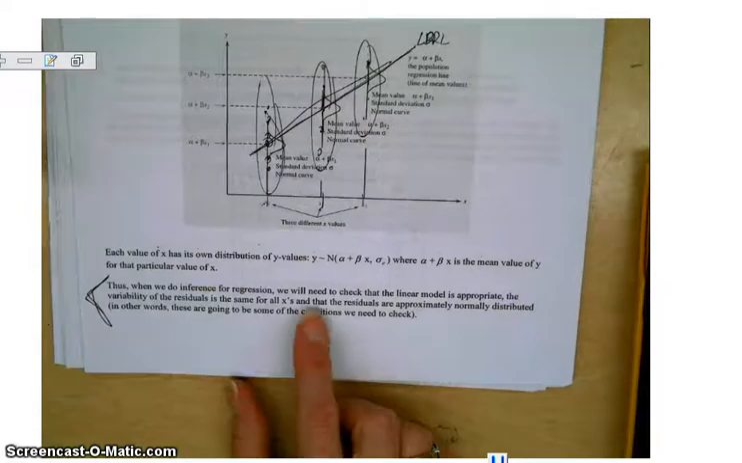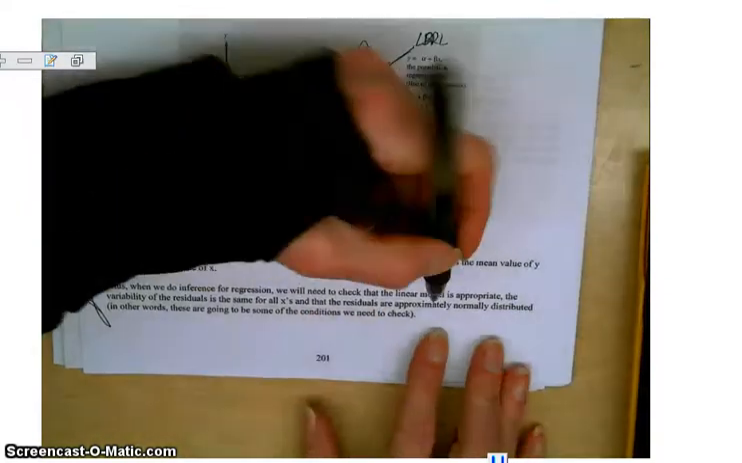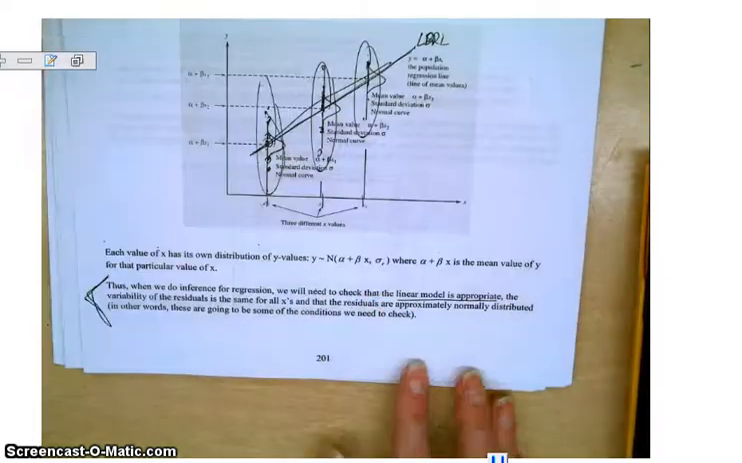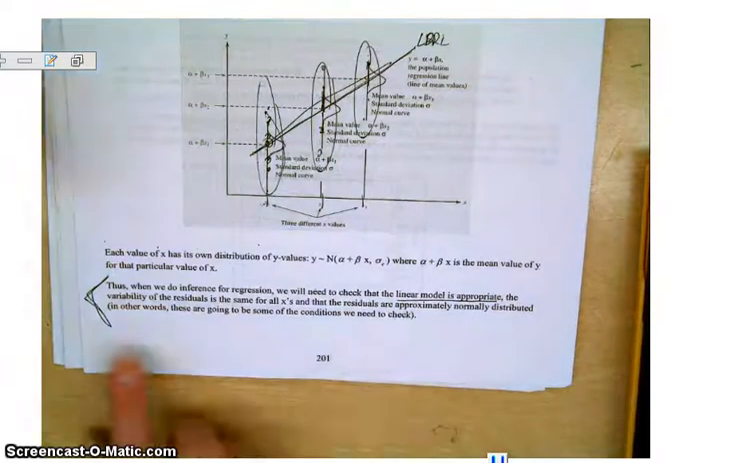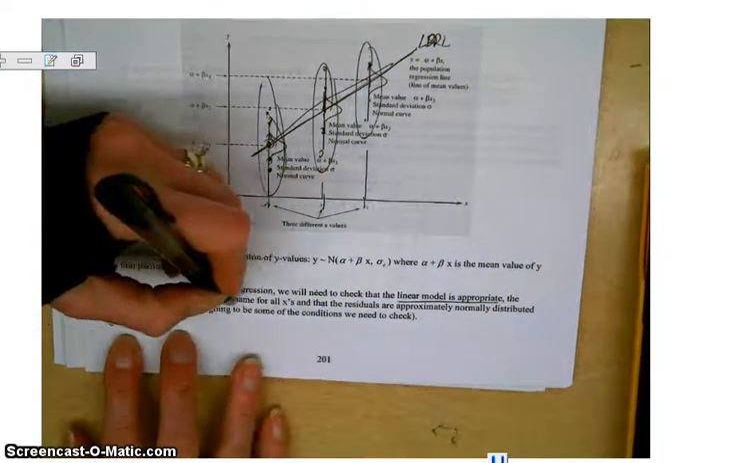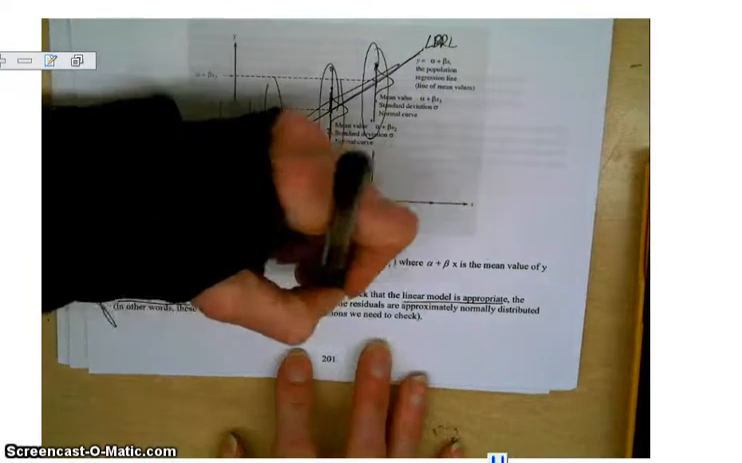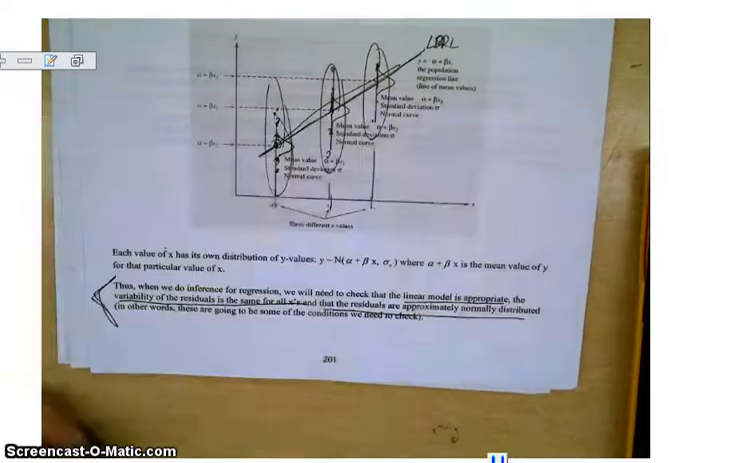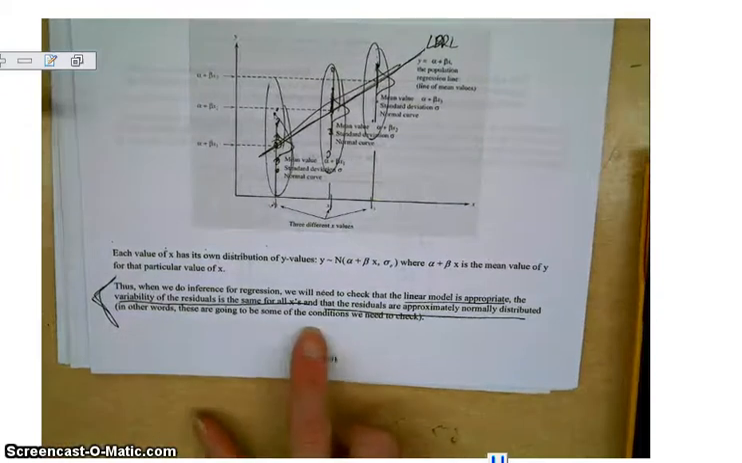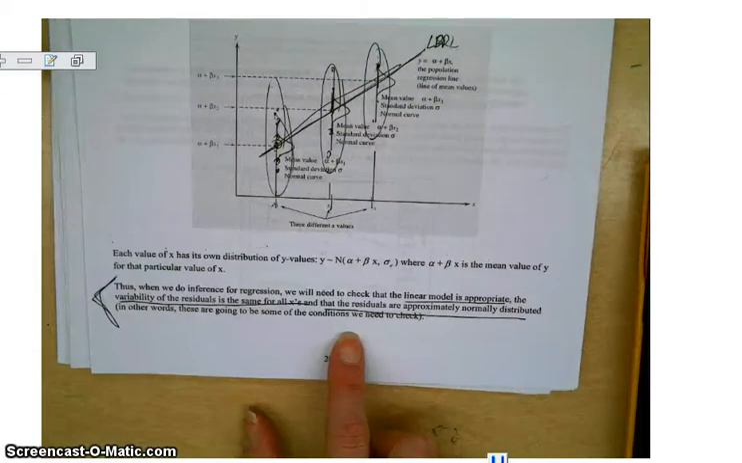So thus, when we do inference for regression, we will need to check that the linear model is appropriate, that the variability of the residuals is the same for all x's, and that the residuals are approximately normally distributed. In other words, these are going to be some of the conditions we need to check.